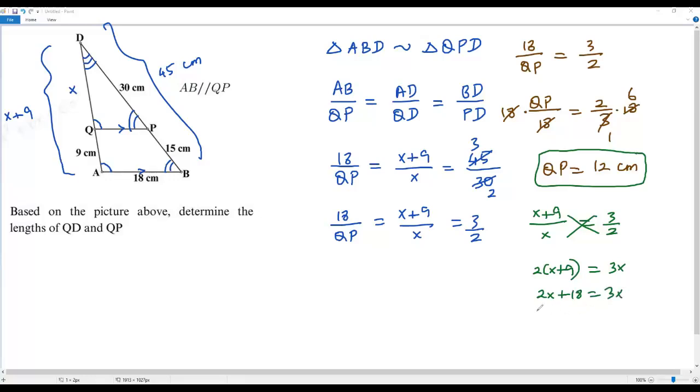Okay, to solve for x, I have to subtract 2x from both sides. When I do so, the positive 2x and negative 2x will cancel out. I'm getting x equals 3x minus 2x, which is just x. So I get x is equal to 18. So we can replace this x over here by 18. Our aim is to get the length of QD. So the length of QD is 18 centimeter. So QD equals 18 centimeter.